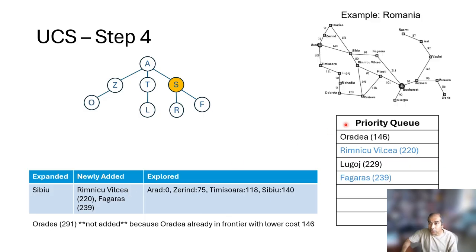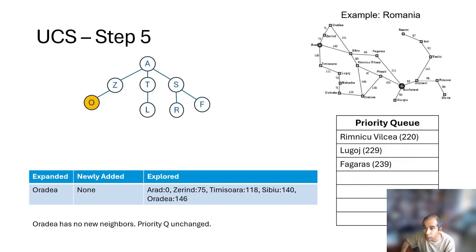So we add 2 nodes which are children of Sibiu, Rimnicu Vilcea and Fagaras, and the costs are 140 plus 80, which is 220 for Rimnicu Vilcea, and 140 plus 99, which is 239 for Fagaras. Please understand, these are the 2 last nodes added, but since it's a priority queue, I have sorted them and put them in order, and that's why Rimnicu Vilcea is above Lugoj, which is 229. Now the next one to expand is Oradea.